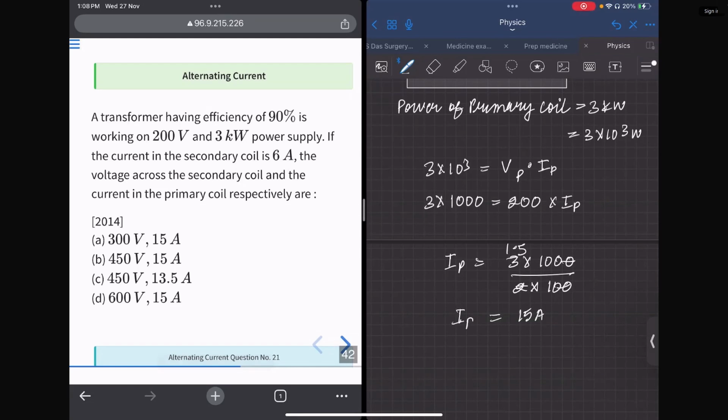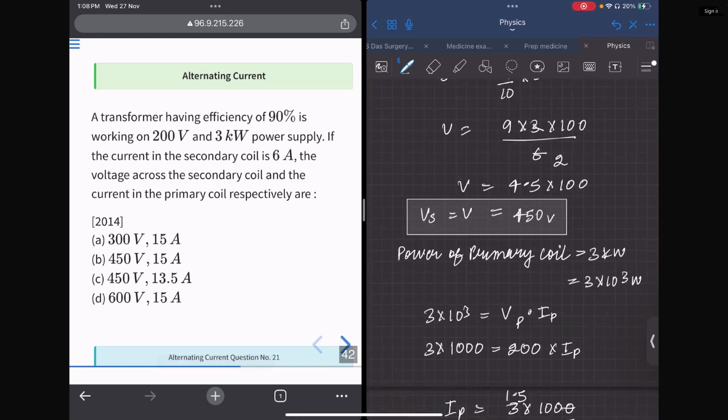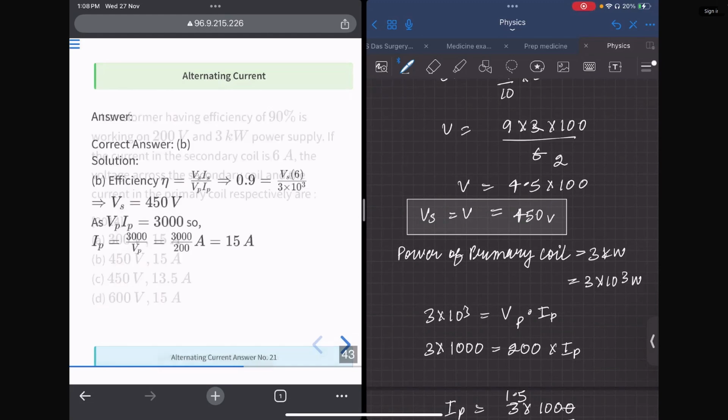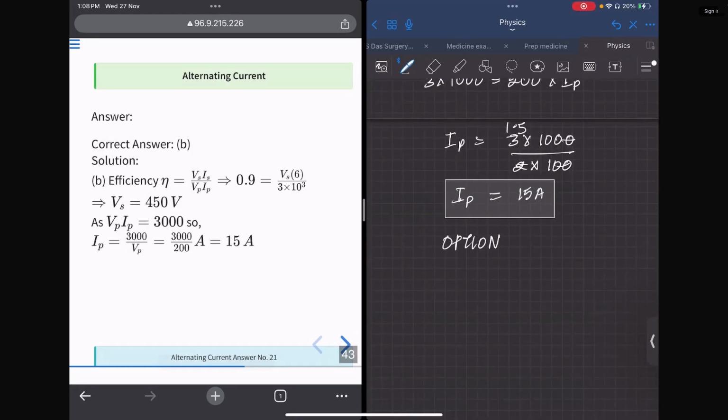So current in primary coil is 15 amperes, and the voltage across the secondary coil, it is 450 volts. So the answer is option number B. Okay. So answer is option number B.